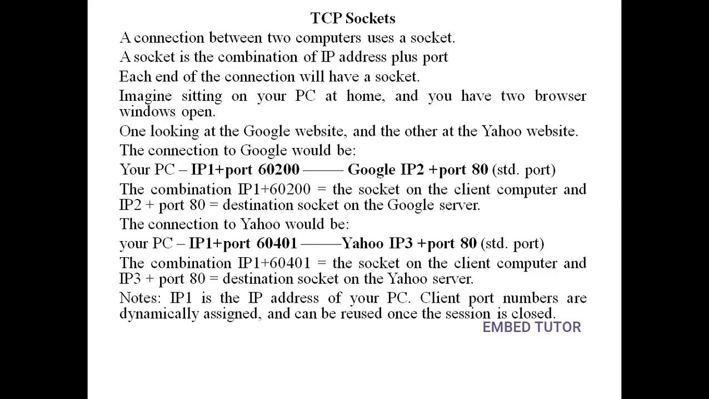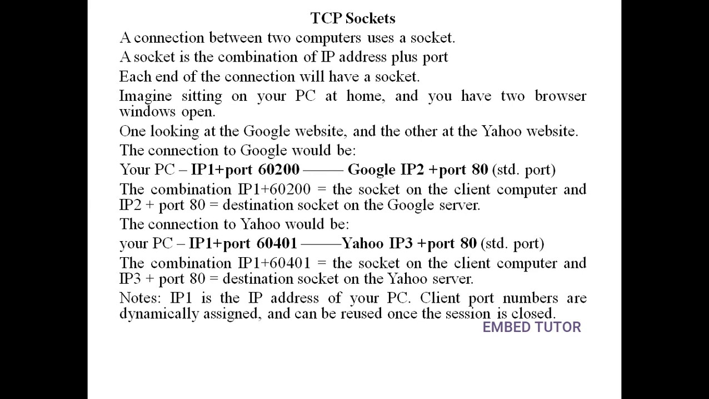So now, imagine two browsers, one is looking at the Google website and another is looking at the Yahoo website. A TCP connection is nothing but a combination of IP address plus port at each end of the connection. Imagine you are sitting on a PC at your home, a client socket, IP1 plus port number 60,200, and Google IP2 plus port number 80 as the server socket. So the combination of IP1 plus 60,200, the socket on the client computer, with IP2 plus port number 80 on the destination socket on the Google server will constitute the first TCP connection.